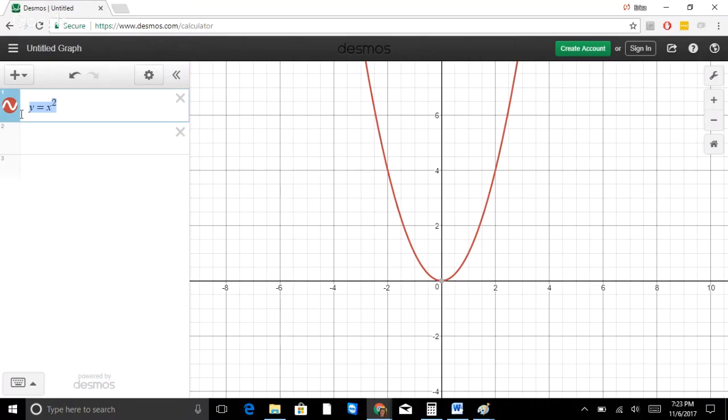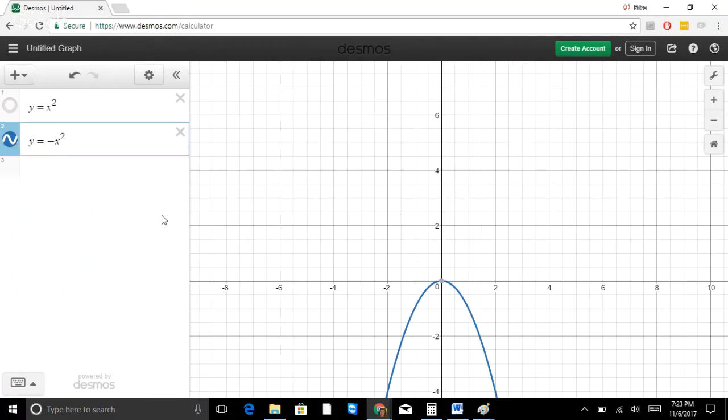So I'm going to start with this basic y equals x squared, and I'm going to copy it. I'm going to graph it again. And what happens if I make this negative? The red is my original, the blue is my new one. I'm just going to turn that off for a minute.